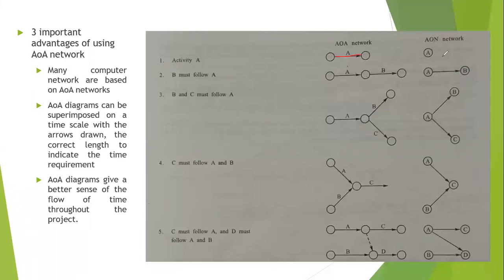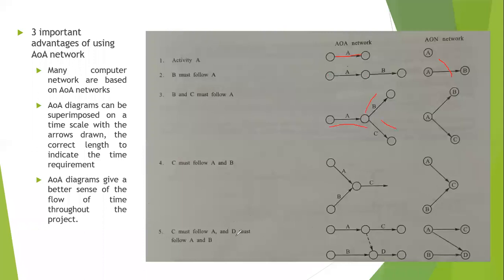And look at here in activity on node network. Look here, what's the difference? It's represented and so it's easy. Now look at this. B and C must follow A. So one activity A I represented, and from there B, and from there C. And look here, both mean the same. Only difference is each activity is represented by a starting and an ending node. C and B. So again I have represented.